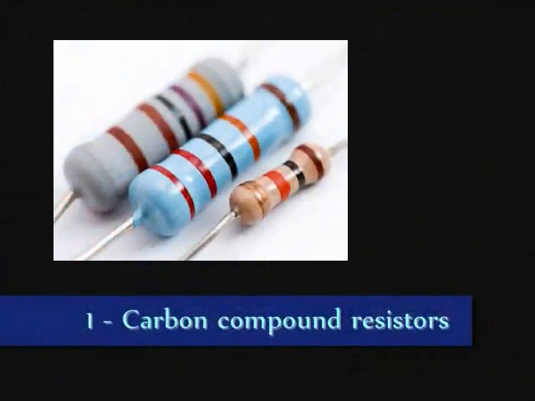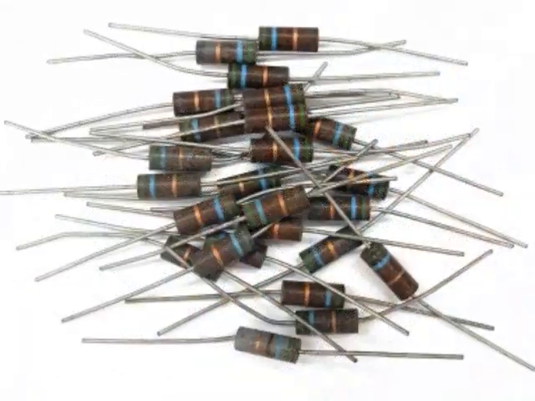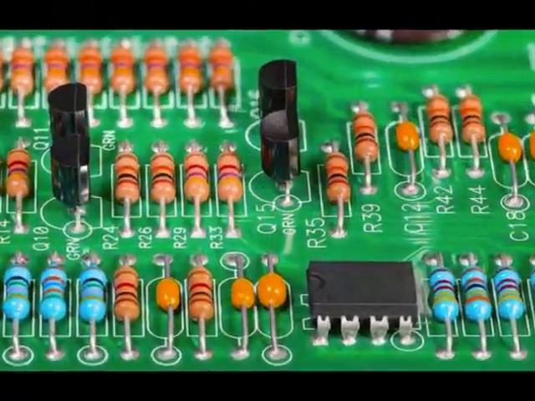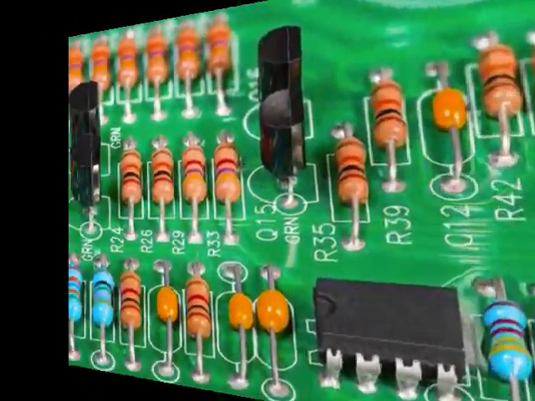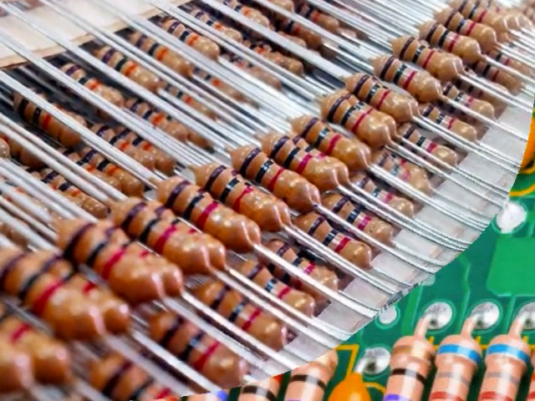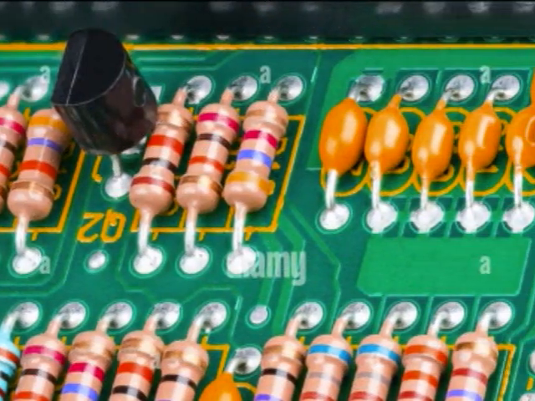1. Carbon compound resistors. Carbon resistances are the most widely used and cheapest types of composite resistances. These resistors are widely used in electronic and electrical circuits.